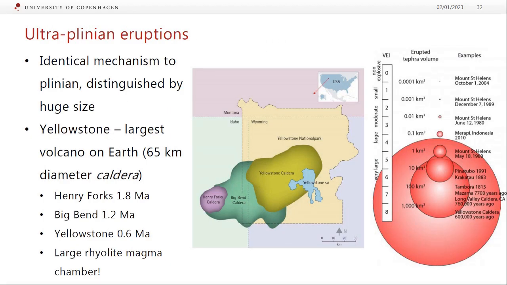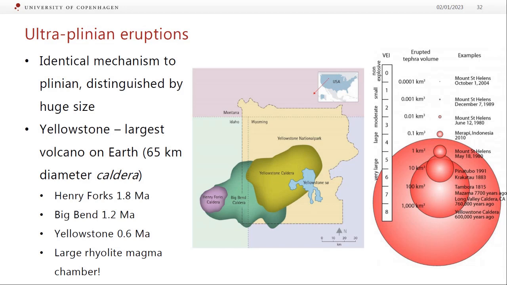The final one to mention are something called ultra-plinian eruptions, and these are just really, really big plinian eruptions. So the only distinction is how big they are. Yellowstone is pretty famous as being a super volcano. It's the largest volcano on Earth, about 65 kilometers across in diameter, absolutely massive. And it sits on a huge rhyolite magma chamber, which is still there, and it's still molten, and there's still a bunch of activity related to it, like the geysers, and all sorts of fumaroles and volcanic gas emissions.